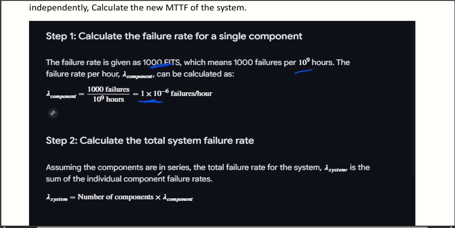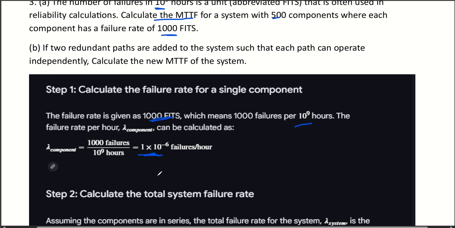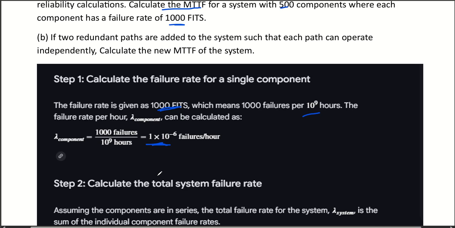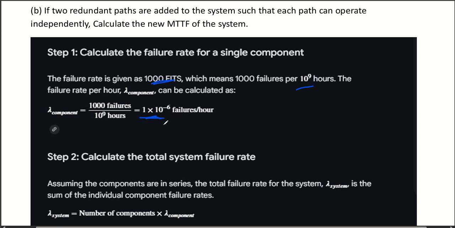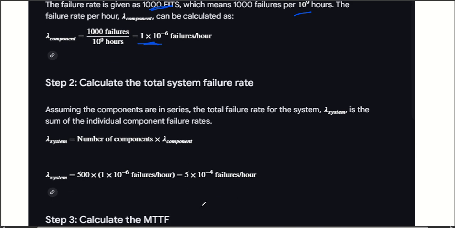And now this is the assumption: the system is connected in series. If they were connected in parallel, probably the question would have said it, but they are connected in series for the most part, because it was silent on that. It means you just have to add the individual failure rates. When they are connected in series, you add the failure rates, and it's just multiplying by the total number. So when you multiply, you get 5 by 10 exponent minus 4 failures per hour. That's the total failure rate of the system.